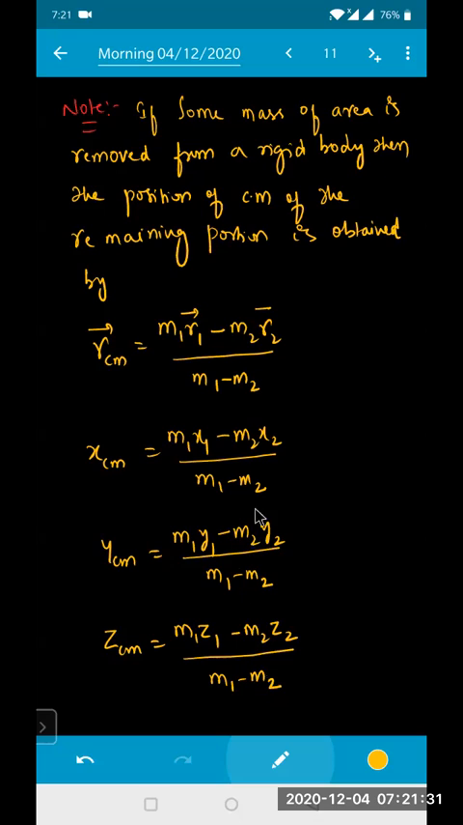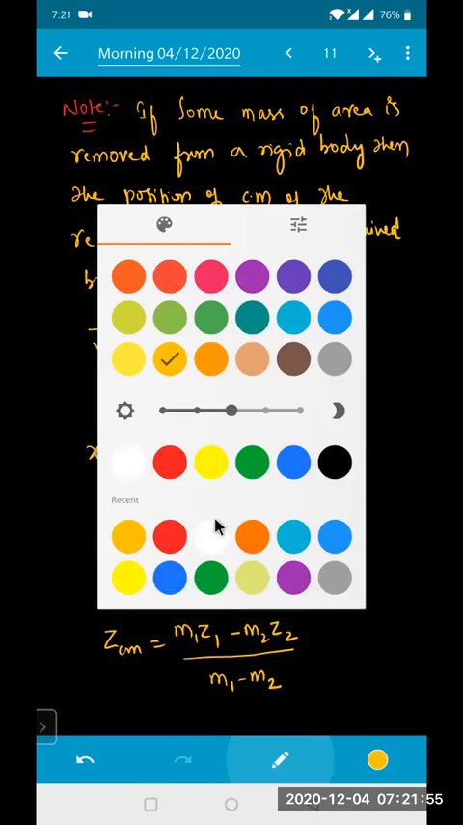M1, R1, X1, Y1, Z1 are the values of the whole mass, the initial mass, and M2, R2, X2, Y2, Z2 are the values of the mass which has been removed from the given condition. In the same way, write the next point.